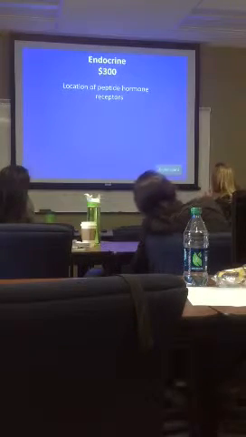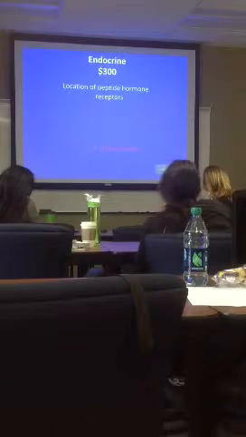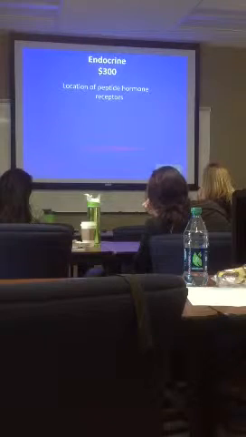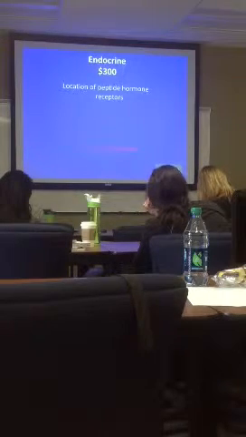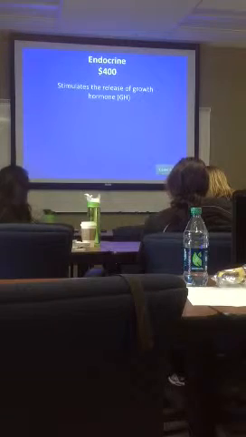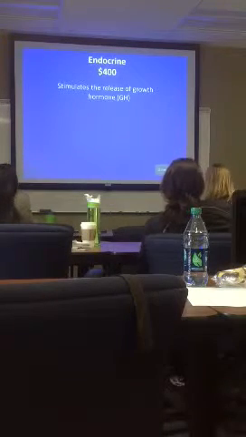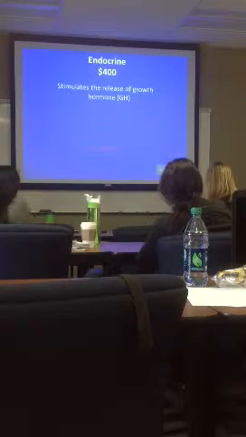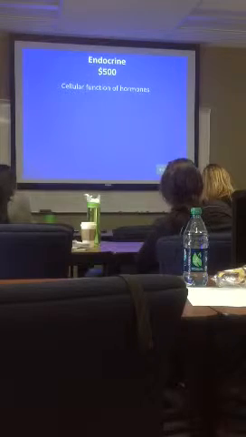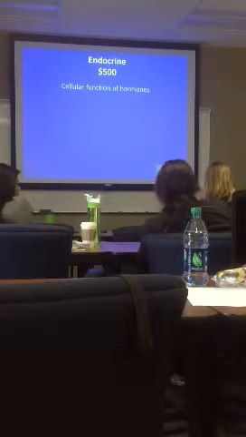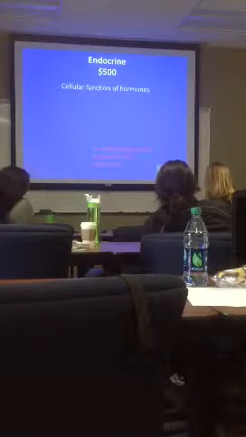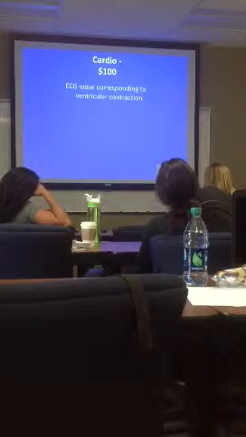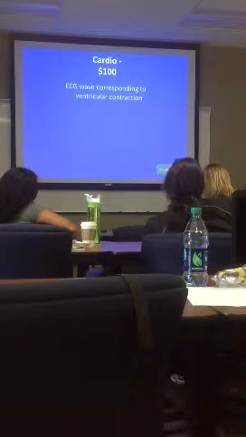Location of peptide hormone receptors: they have to be on the surface. Why? Peptides cannot go through membranes, right? But steroids can, so where would the steroid hormone receptor be? Anywhere in the cell. Stimulates the release of growth hormone. It is an anterior pituitary hormone, and therefore you have a releasing hormone for growth hormone. Cellular functions of most hormones. Somehow change metabolism, typically by modifying gene expression. ECG wave that corresponds to ventricular contraction. What are the other typical waves, and what do they correspond to?